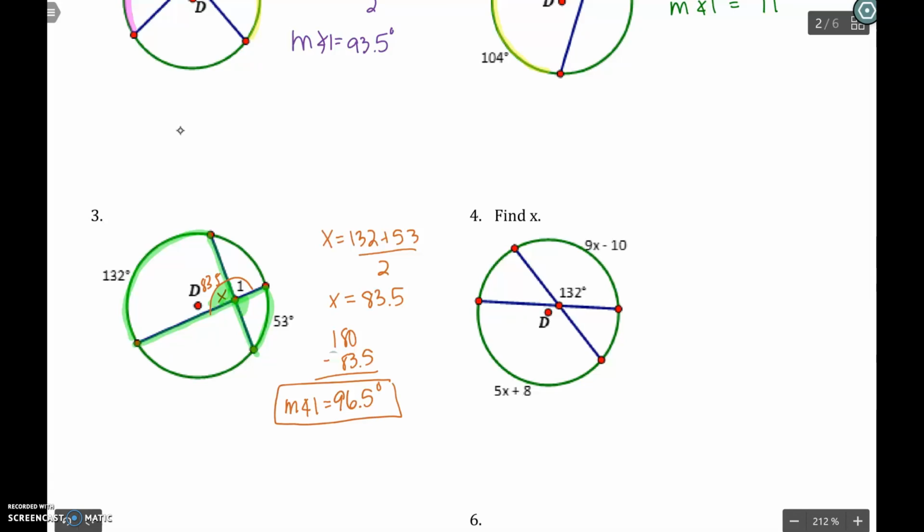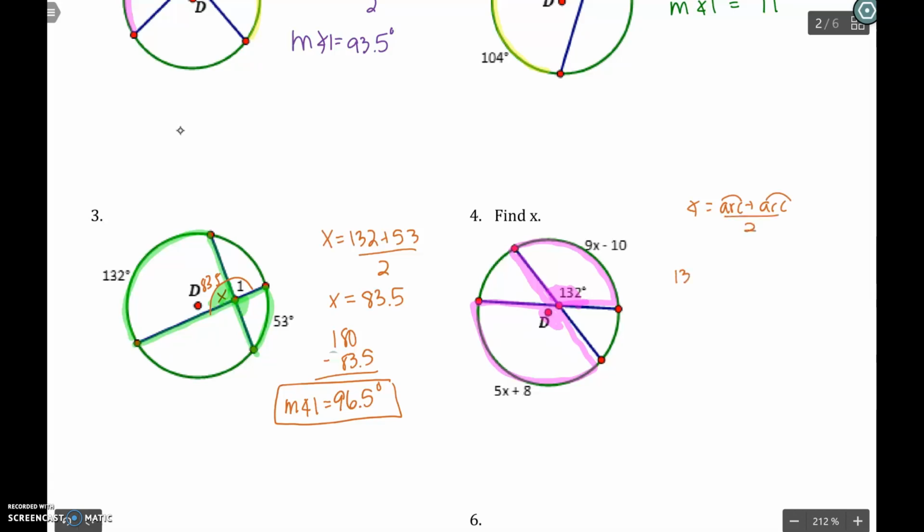All right, now for number 4, you can see now we're dealing with binomials. We're going to have to create an equation. So we have our 132, that is our angle. That is intercepting this 9x minus 10 arc. The vertical angle to it is intercepting the 5x plus 8. So if we follow the formula that the angle is equal to adding the 2 arcs and then dividing by 2, we're going to plug in everything we know.